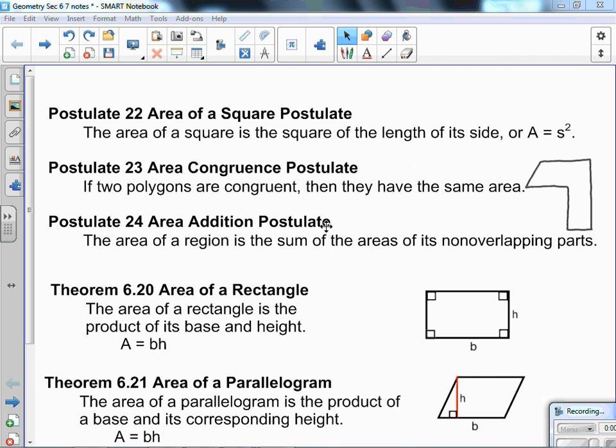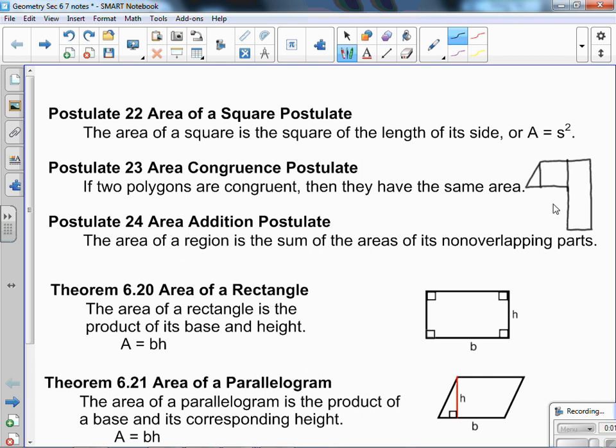Postulate 24, the area addition postulate. Area of a region is the sum of the areas of its non-overlapping parts. So what postulate 24 allows us to do is, if we have a figure that looks something like this, then we can look at that figure as smaller parts that make recognizable shapes that we can find the areas of. So in this example, if I find the areas of these two rectangles and this triangle, and I add those three areas together, then I have the full area of the figure.